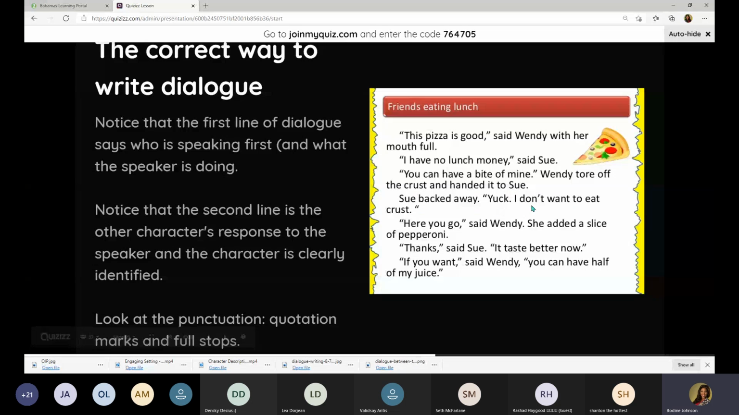Sue backed away. "Yuck, I don't want to eat crust." "Here you go," said Wendy. She added a slice of pepperoni. "Thanks," said Sue. "It tastes better now." "If you want," said Wendy, "you can have half my juice."